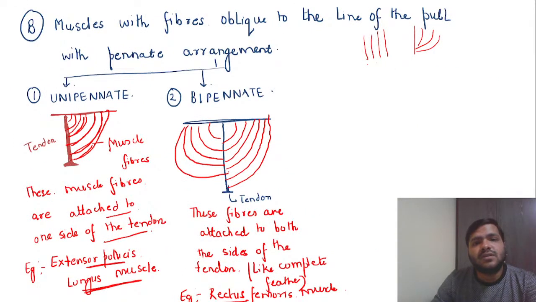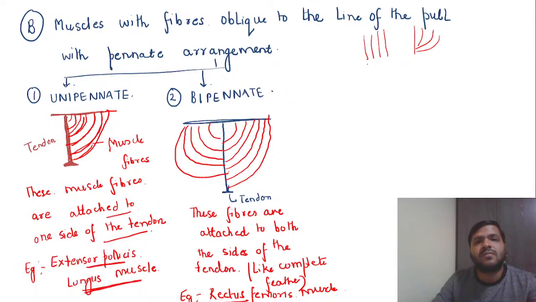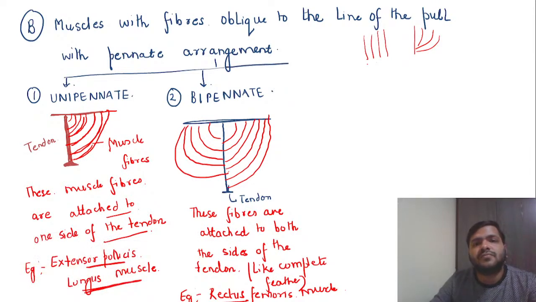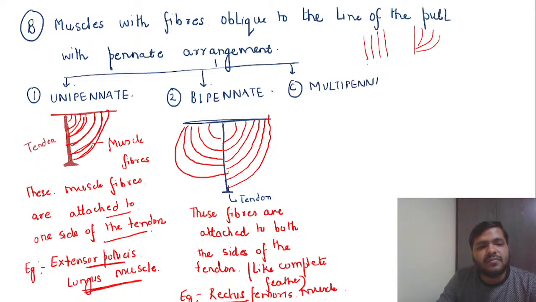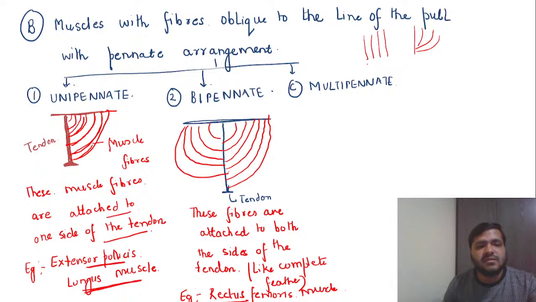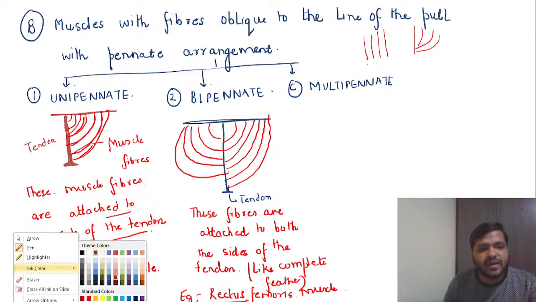Write down the third one, the C part, that is the multipinnate muscle. Remember that these muscles are a series of bipinnate bands lying side by side.